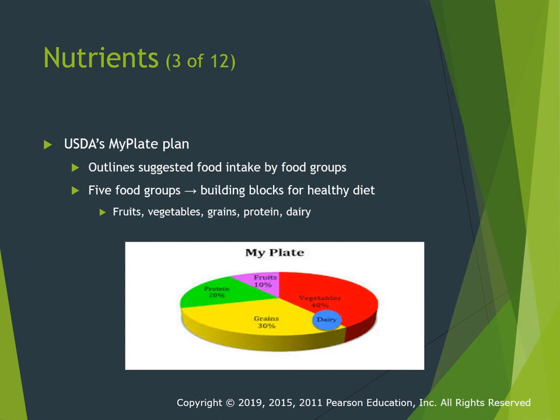And so here's a picture of the MyPlate, so you can see protein 20%, fruits 10%, grains 30%, and vegetables 40%.